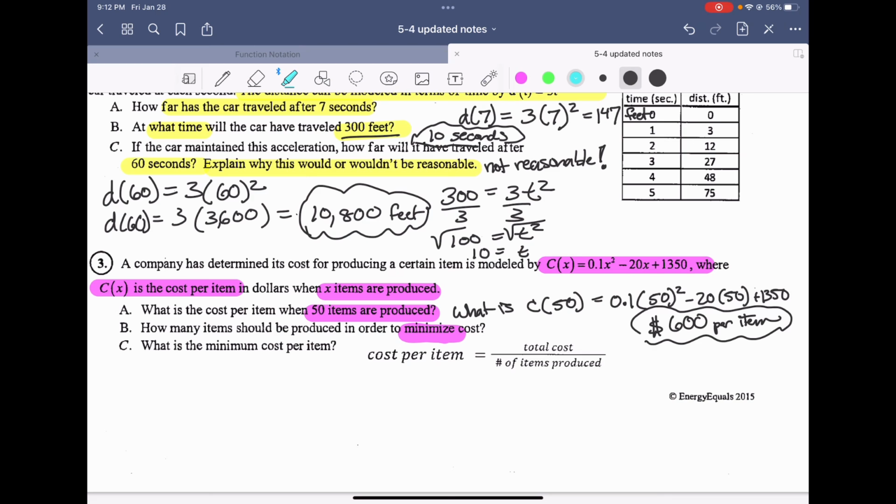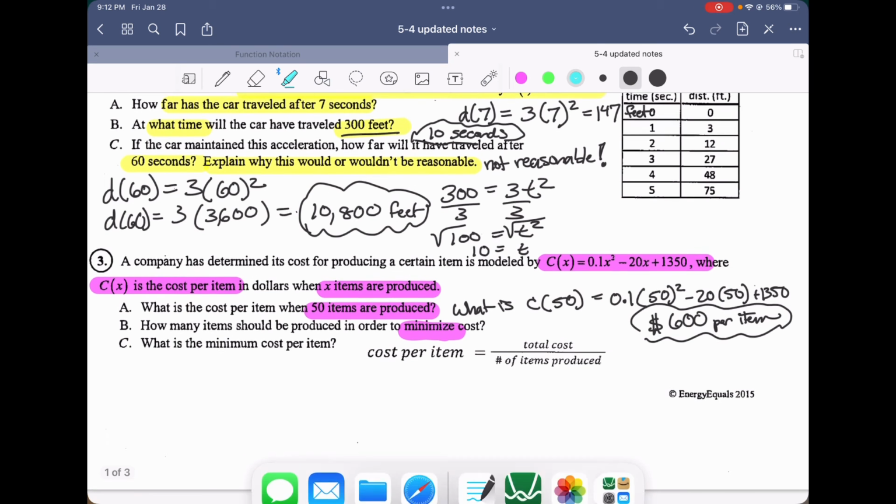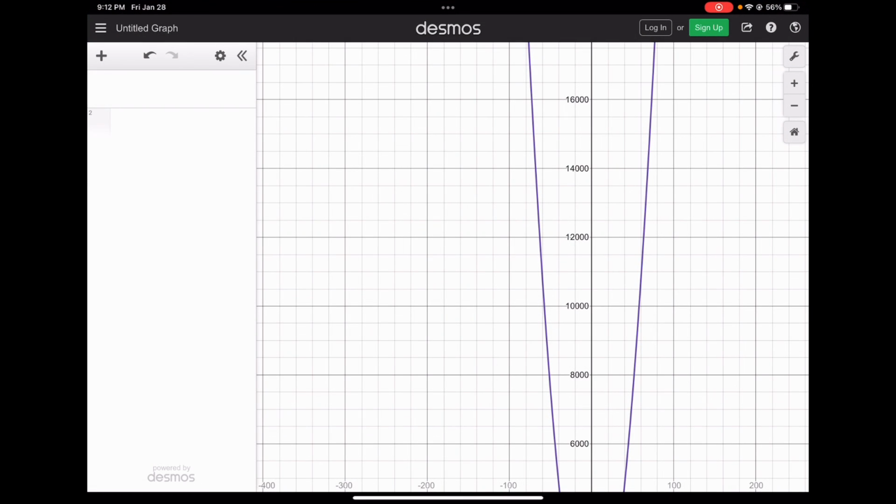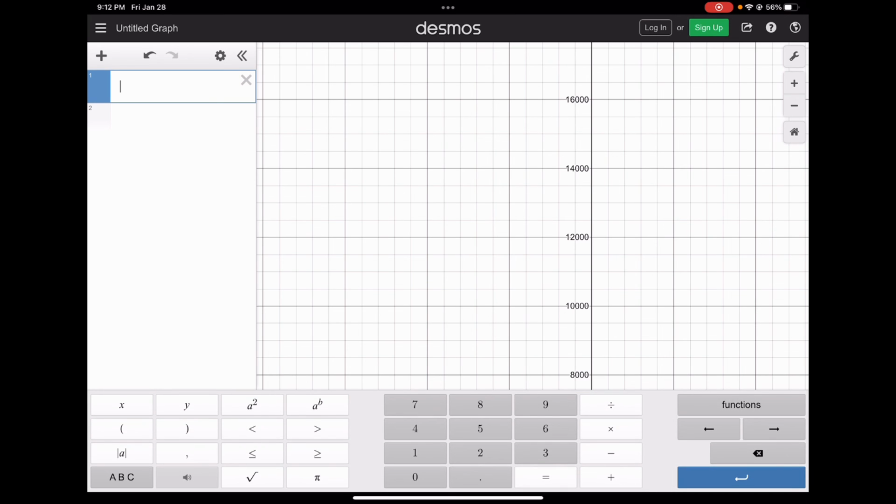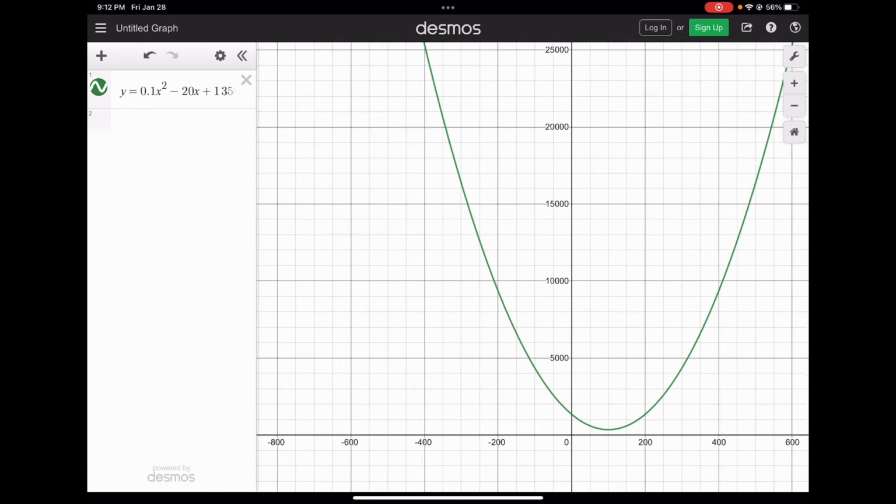I'm going to go to Desmos to graph this parabola because I'm not going to try to find the vertex of this on my own. All right, let's clear out my old equations. And it was 0.1. You know, I don't have to do this, but sometimes I like writing y equals 0.1x squared minus 20x plus 1350. All right, so here's my parabola.